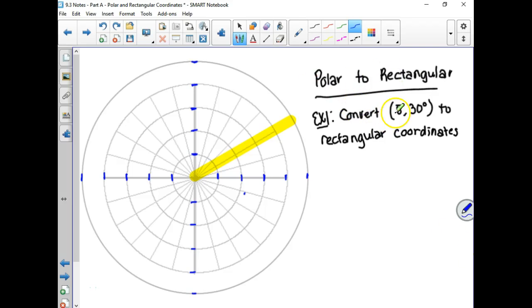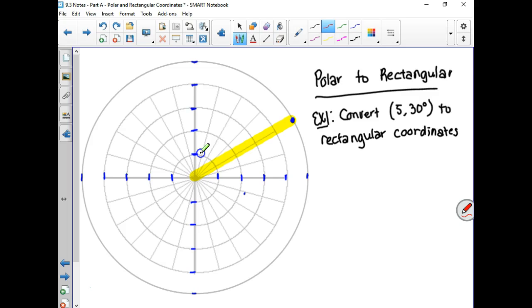If we're going to graph (5, 30 degrees), then here's 30 degrees. We go out 1, 2, 3, 4, 5. Right. So if I look at what I have here, if I'm thinking of this as my x and y axis, it looks like my x coordinate is somewhere between 4 and 5, right? And it looks like my y coordinate is probably somewhere between 2 and 3. But we can't really find exactly what that is just by looking at it.